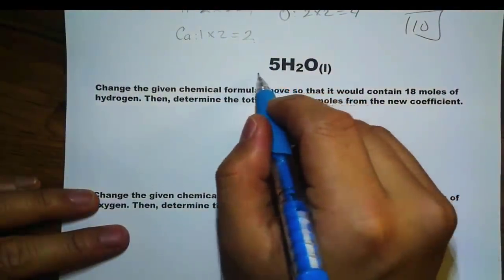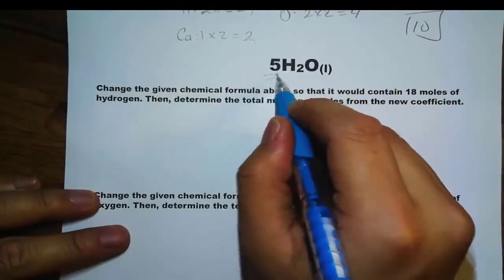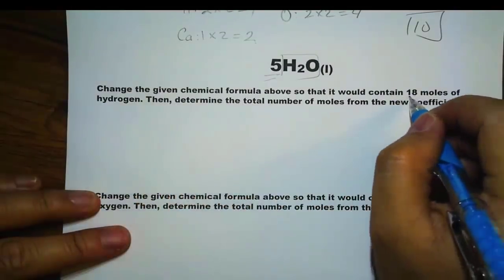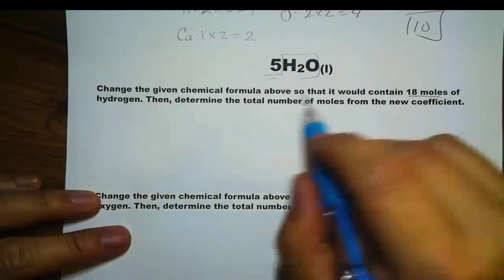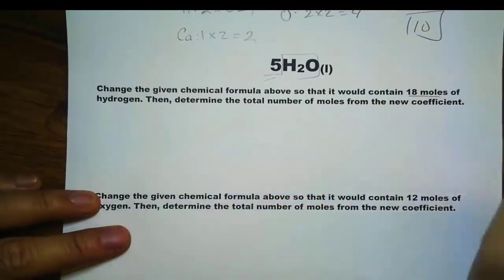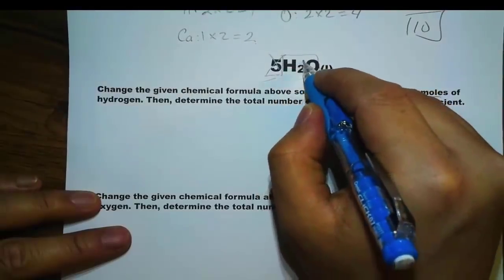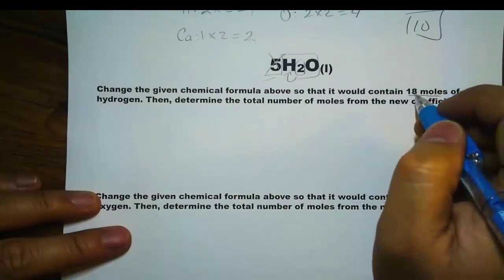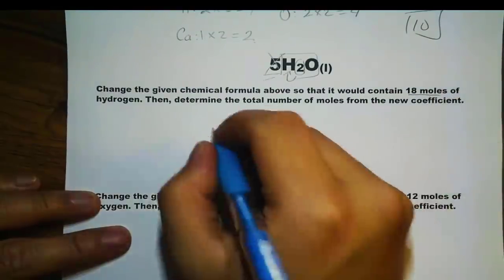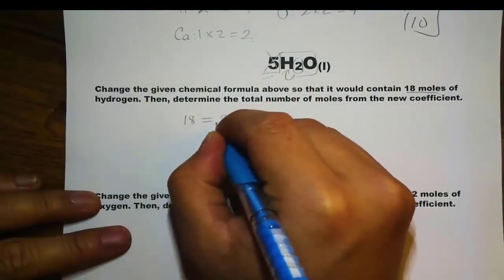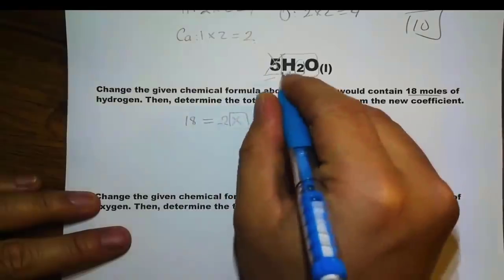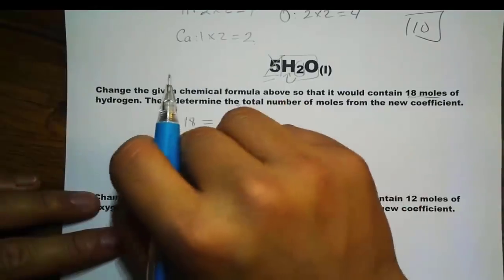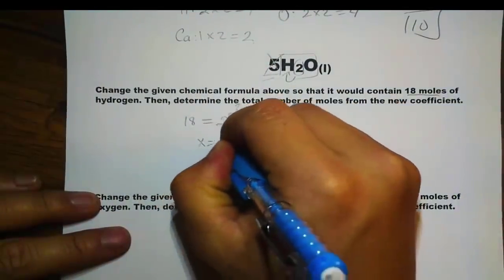Now let's try another problem. Here we have this chemical formula, again with the coefficient, but we can ignore that now. Change the given chemical formula above so that it will contain 18 moles of hydrogen. Then determine the total number of moles from the new coefficient. We know that 1 water molecule has 2, but I want 18 of it. So if we think of this mathematically, we would have 18 equals 2 times x, which is the number of substance that we have. So 2 times what will give us 18? Of course, x would be 9.